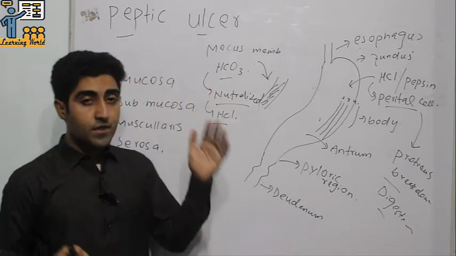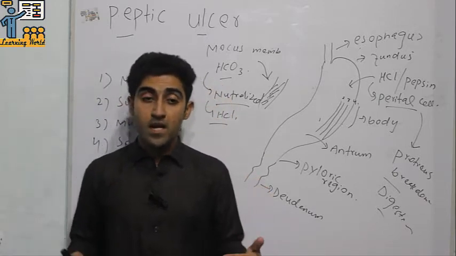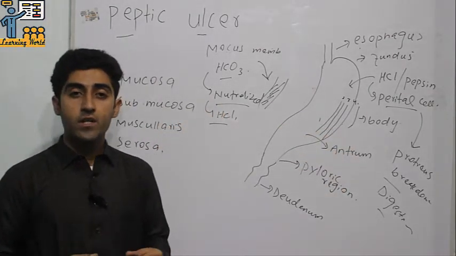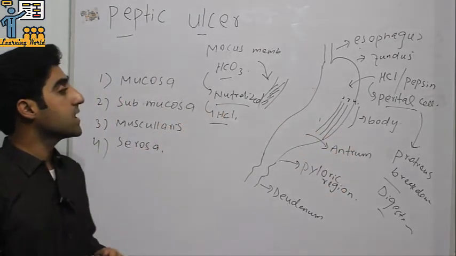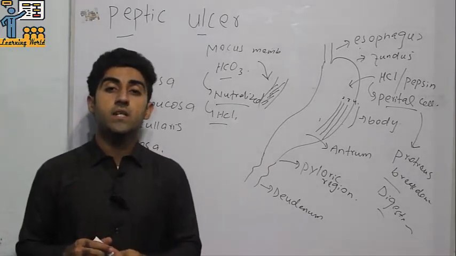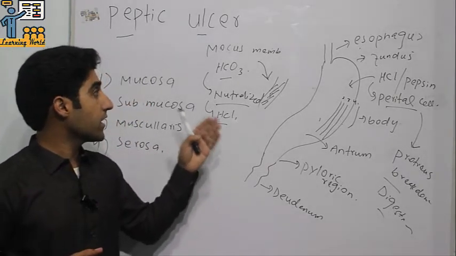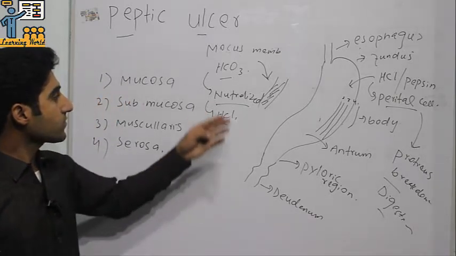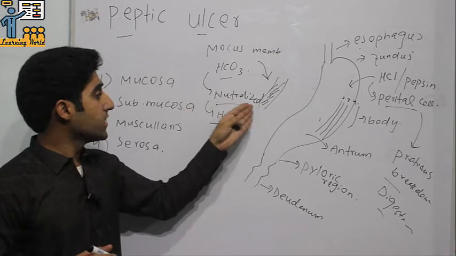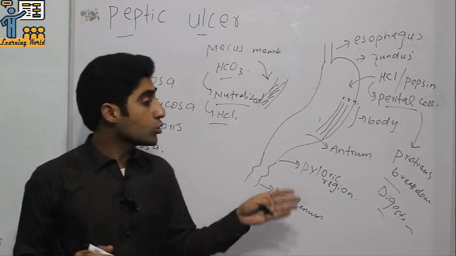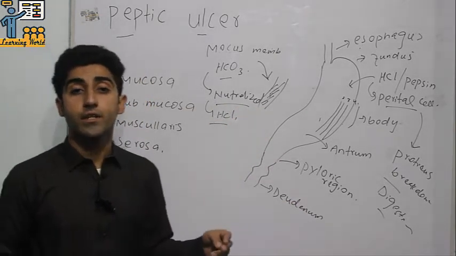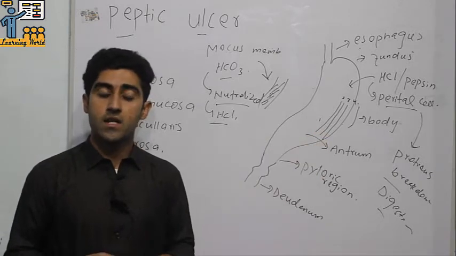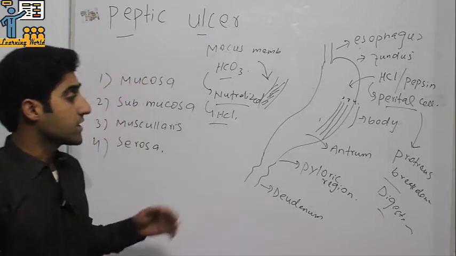In physiological conditions, there is a balance between the defensive factors and aggressive factors, but in pathological conditions such as peptic ulcer, there is an imbalance between them. If this barrier breaks down, the hydrochloric acid will easily eat these different layers of the stomach, and they will cause the peptic ulcer. Ulcer will be the result in this condition.